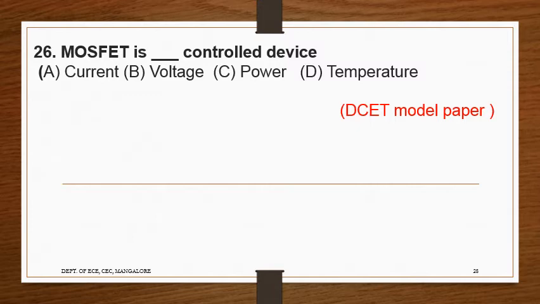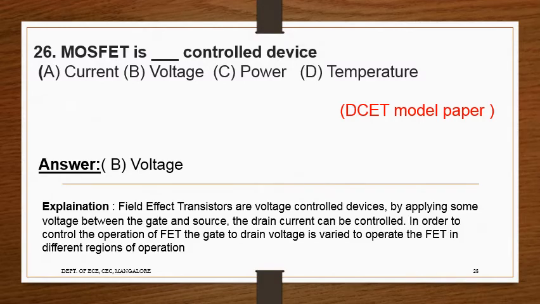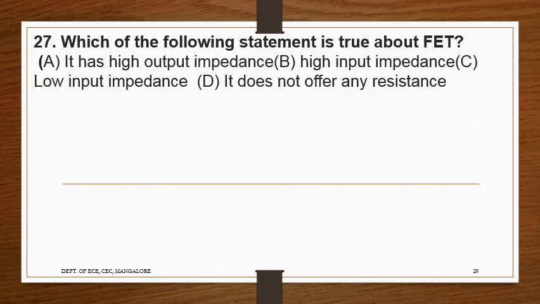A MOSFET is dash control device, A current, B voltage, C power, D temperature. Answer B voltage. Field effect transistors are voltage control devices. By applying some voltage between gate and source, the drain current can be controlled. In order to control the operation of FET, the gate to drain voltage is varied to operate FET in the different regions of operation.